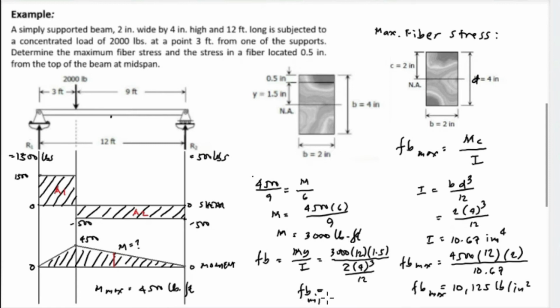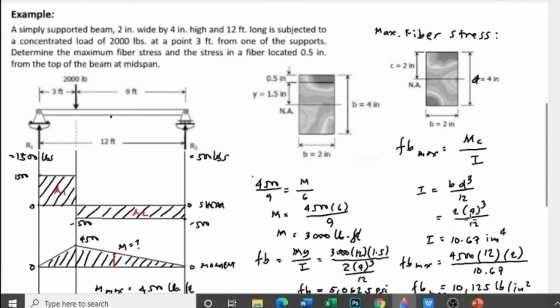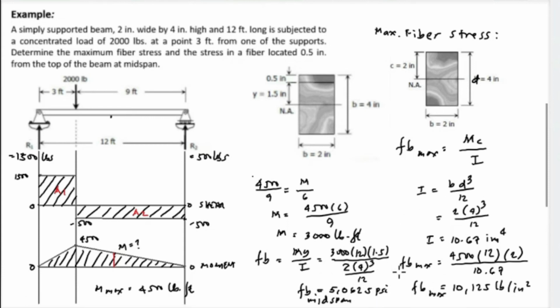So this will be at midspan. And the value, so 3,000 times 12 times 1.5, and we divide by 2 and divide by 4 cube, and we multiplied by 12. The value for F sub B at midspan is equivalent to 5,062.5, and the unit is in psi or pounds per square inch. So we have the value for midspan bending stress, which is 5,062.5 psi, while the maximum bending stress is equal to 10,125 pounds per square inch or psi.